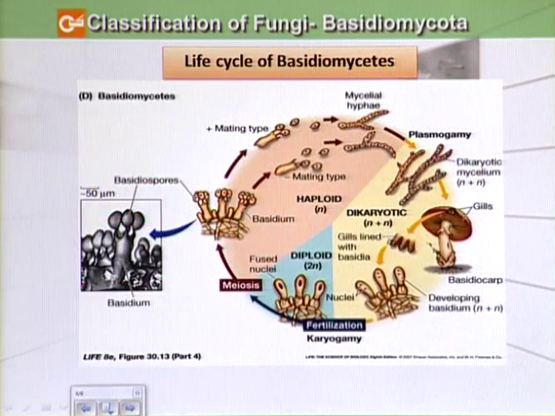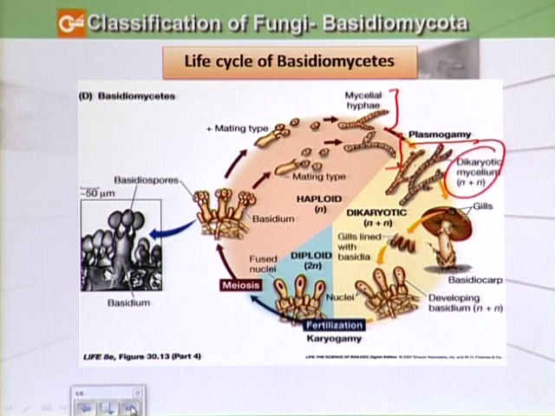Now we will see the generalized life cycle of Basidiomycetes. We can see here the mycelial hyphae of different mating types. When they come together, plasmogamy occurs, and as a result of plasmogamy, the dikaryotic mycelium results. Here only plasmogamy has happened, karyogamy has not yet happened, and this dikaryotic stage is extensive or prolonged. From this mycelium the basidiocarp develops, and from the basidiocarp the basidium develops.